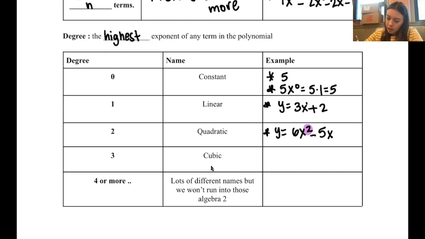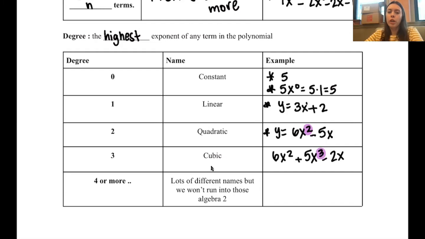Cubic would be like 6x squared plus 5x cubed minus 2x. And so I actually didn't write this in order of highest exponent to lowest exponent, but you have to look for the highest exponent. So since the highest exponent is 3, that means the degree is 3, and therefore it's a cubic.